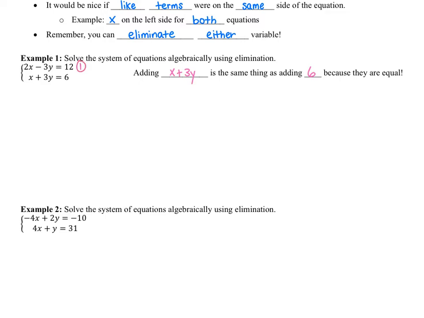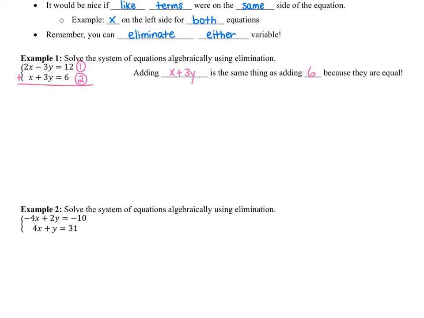Let's go ahead and number them. And what I like to do if they're set up really nicely and something's going to eliminate like it does here, I just add them right here. So I put a plus sign. Make sure you do put that plus sign because we're always going to add. We're never going to subtract. And then go ahead and add.